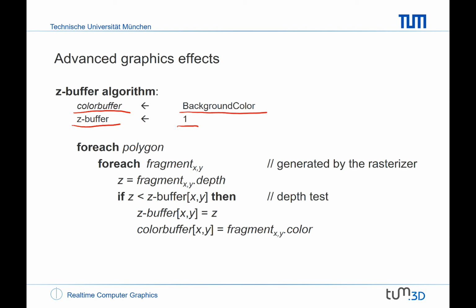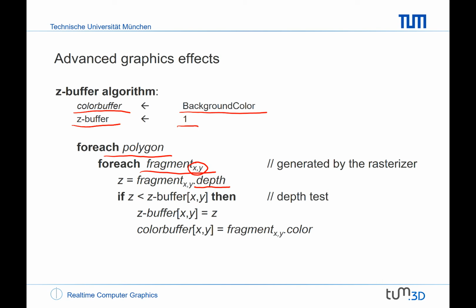And then what we do is we render the scene. So we render every polygon. Then the rasterizer generates fragments. The fragments are associated to a certain pixel location. These are the pixel coordinates x, y in the pixel raster. With fragment.depth, we can access the current depth value of the fragment. We have seen that this depth value is kept after the perspective transformation, so we can access it.